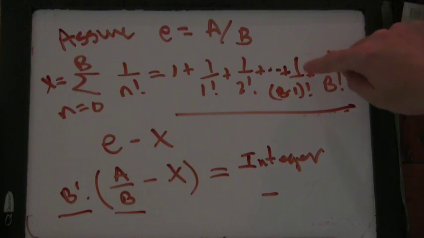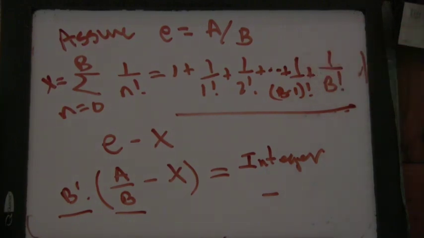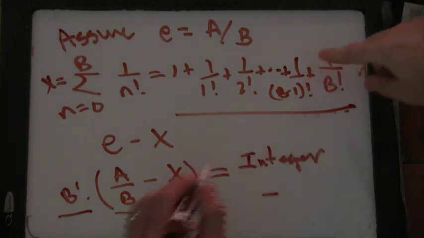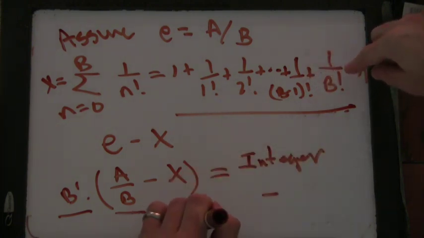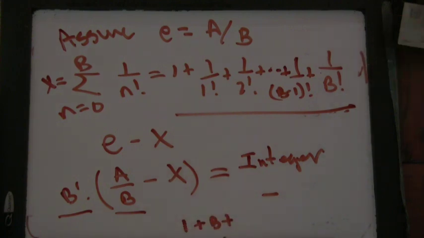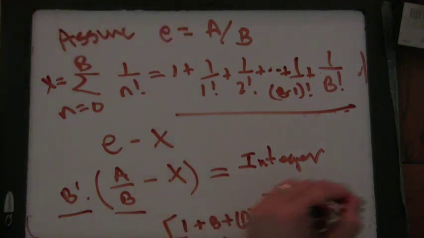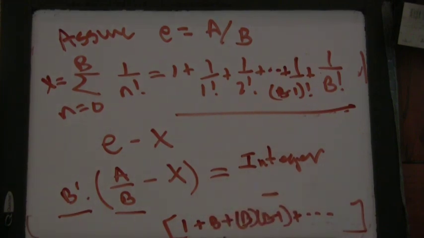Okay, so what happens when I multiply this by b factorial? What am I left with? Well, you're left with a b on the top. So this one, writing it backwards, would be 1 plus b. And what would be the next term? It would be b times b minus 1, and then all the way up to b factorial at the end. And what can you say about this number? You know it's an integer. Why? Because b is an integer.